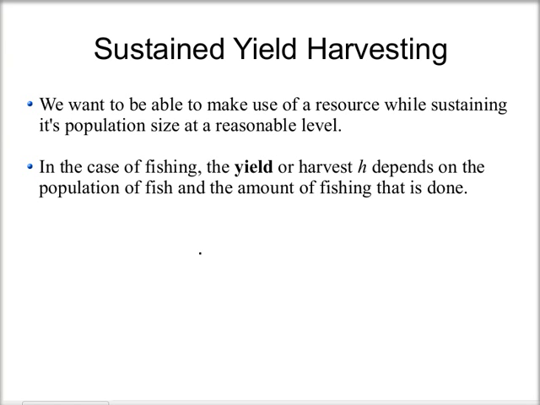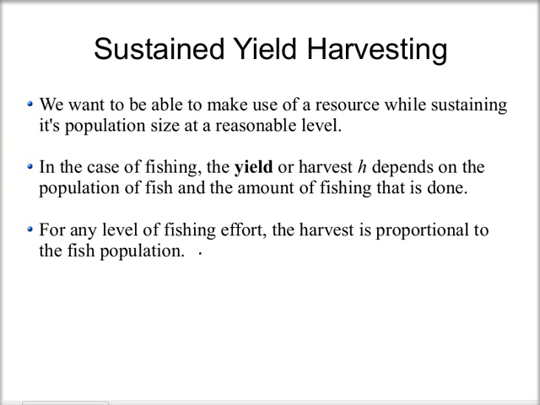In the case of fishing, the yield or the harvest, H, is going to depend on the population of fish and the amount of fishing that is done. So for any level of fishing effort, the harvest is proportional to the fish population. So that means if I have a given number of boats out fishing this population, then if the population is low, the harvest is also going to be low or small. If the population is high, then we're going to have a higher harvest.